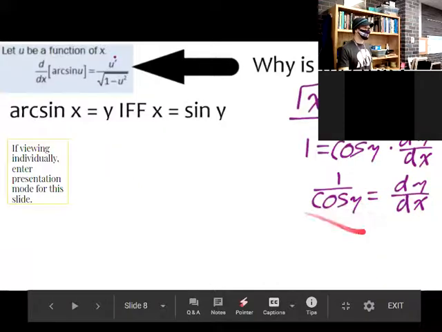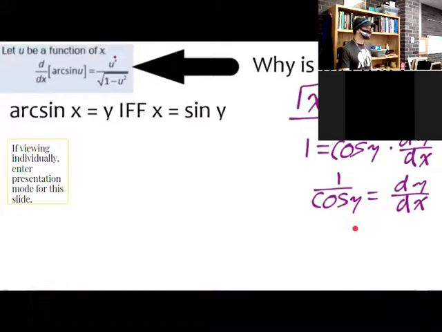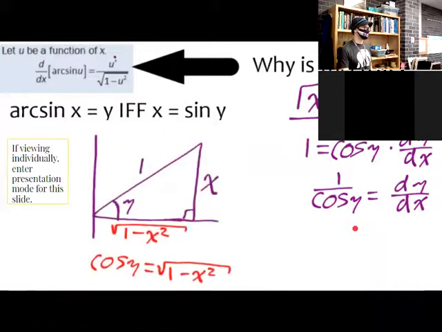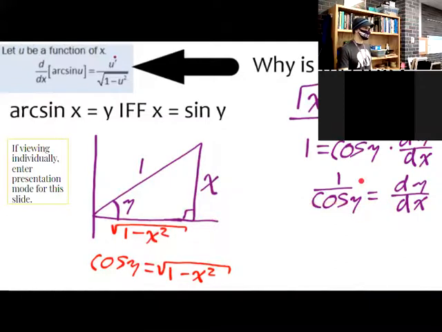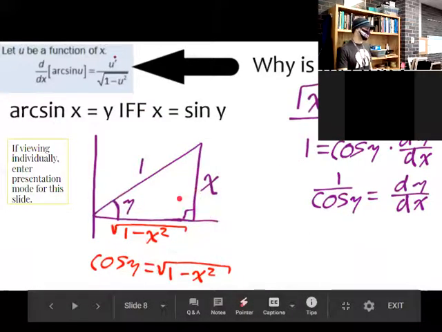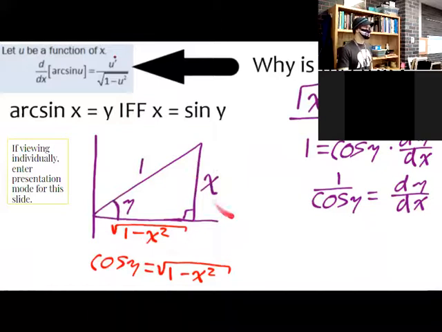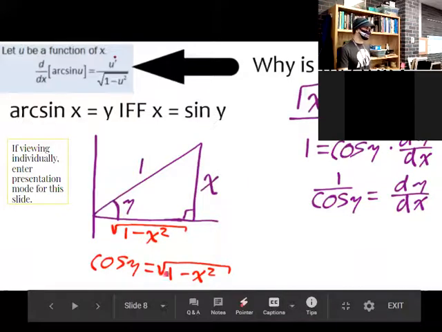Cosine of y. I wonder if I can figure that out. That's what we literally just did on the last slide. If we draw that triangle that goes along with this, we get this triangle over here, again, from the previous one. So cosine of y really equals the square root of 1 minus x squared.